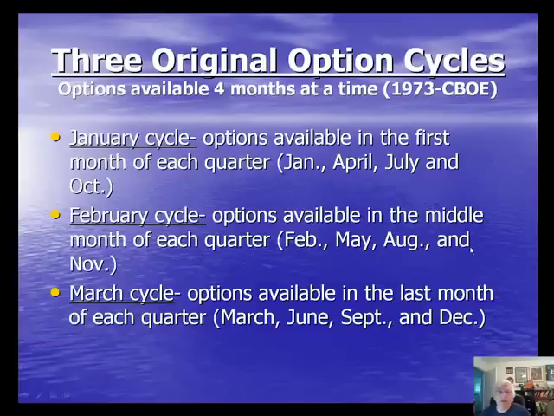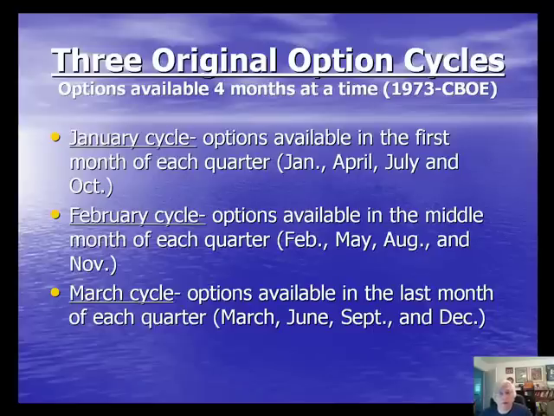Back in 1973, the CBOE decided that they would make options available 4 months at a time for each security. And each of the underlyings were assigned to one of 3 option cycles. The January cycle had options available in the first month of each quarter: January, April, July, and October.